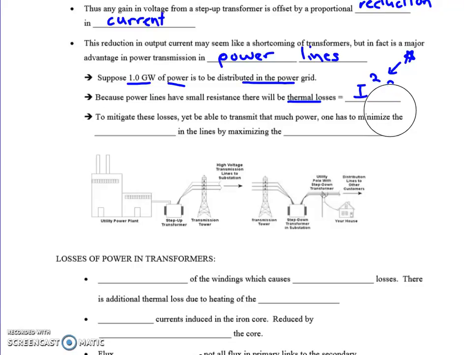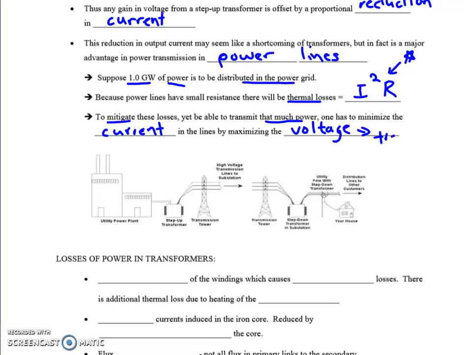So when we transmit a tremendous amount of power along power lines, we want to have as little current as possible, because the energy loss goes by the square of the current. So doubling your current gives you 4 times the power loss. So we want to mitigate these losses, in other words, keep them as low as possible, yet transmit a ton of power. We do this by minimizing the current in the lines by maximizing the voltage.